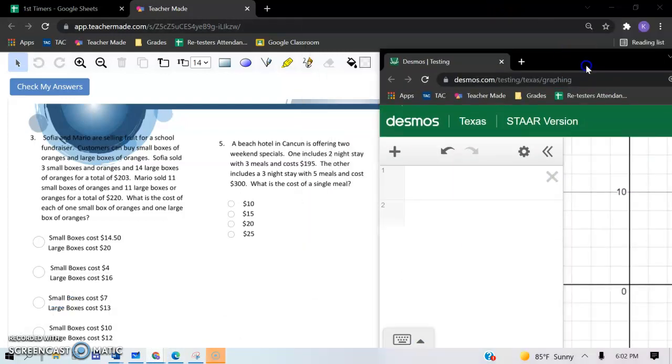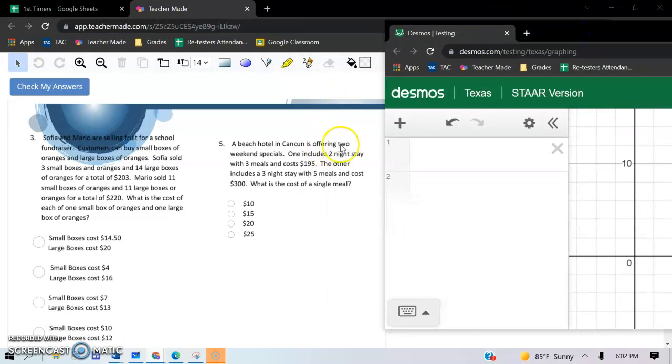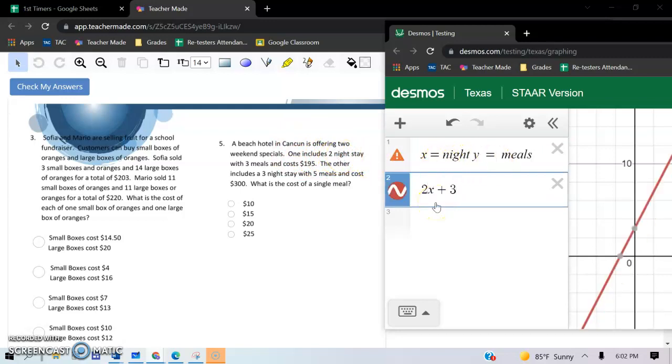Sorry. It says a hotel in Cancun is offering 2 weekend specials. It includes 2-night stay with 3 meals, and it costs $195. The other one, 3-night stay with 5 meals, and it costs $300. What is the cost of a single meal? So X equals the night stay, and Y is the meals. Let's go with the first one. It says 2-night stay. So it's 2x plus 3 meals, 3y, for $195.